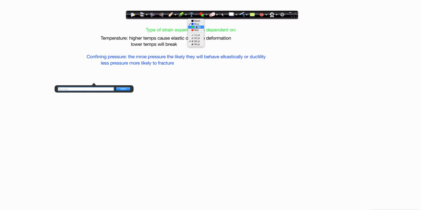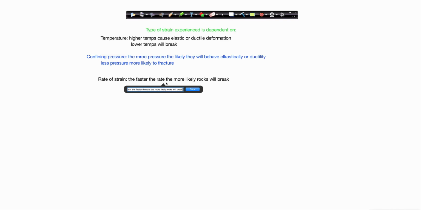The next one would be rate of strain. The faster the rate, the more likely rocks will break and behave brittlely. You can think of it as striking with a hammer. You strike with a hammer really quickly, it's accumulating a lot of stress, it's going to break versus fracture. Slower rates, more likely to behave elastically and ductilely.